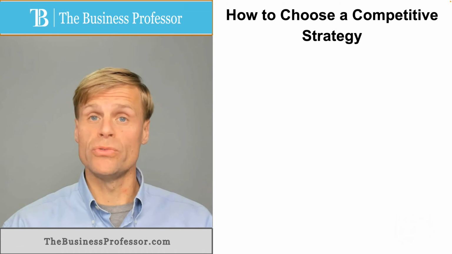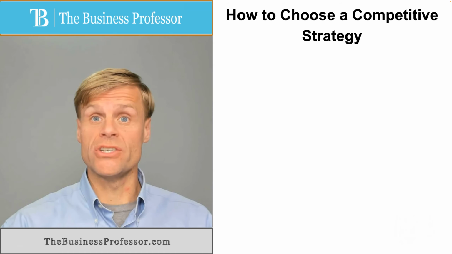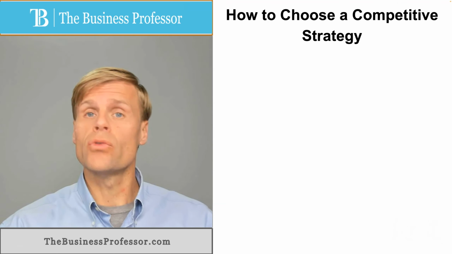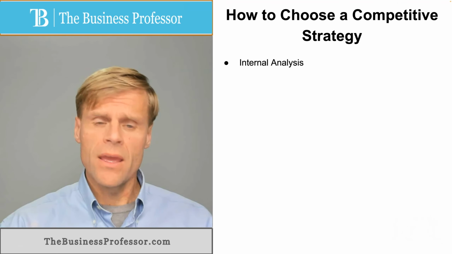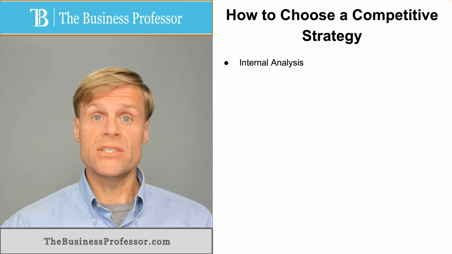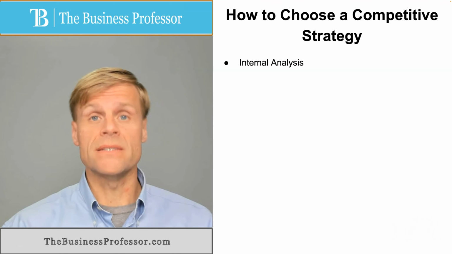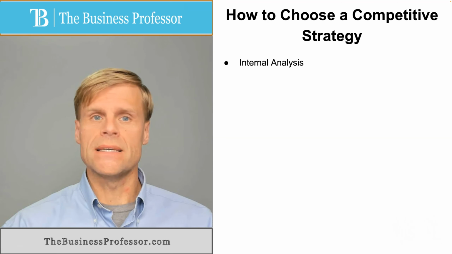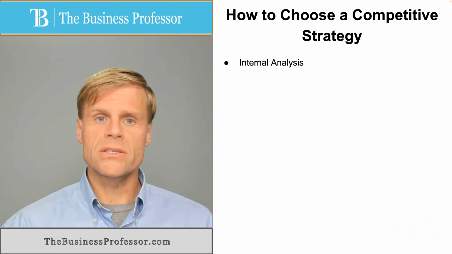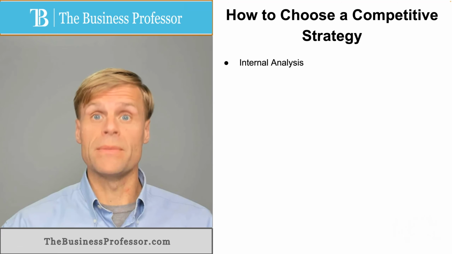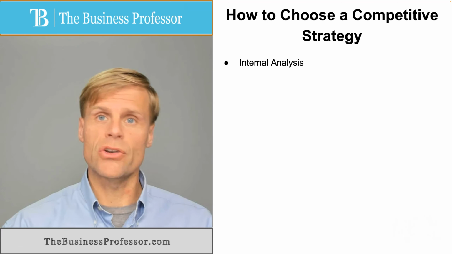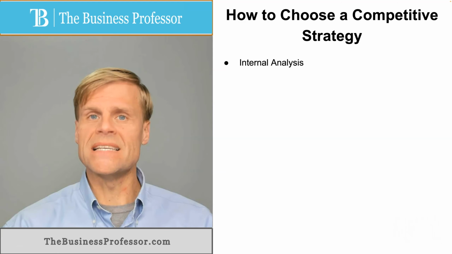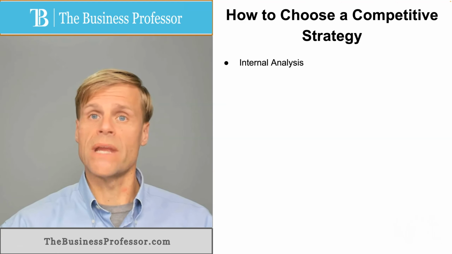How do you choose a competitive strategy within a firm, or how do you develop a competitive strategy through the formal planning process? Well, the formal planning process generally begins with an internal analysis, identifying the strengths and weaknesses that exist, any internal threats or opportunities that you might be able to take advantage of internally, and then identifying your core competencies and how you can use those to create value.